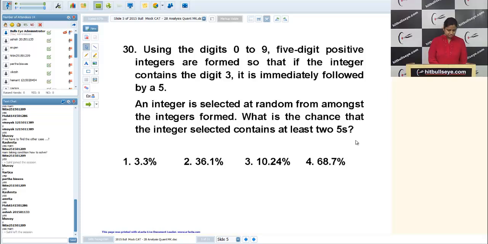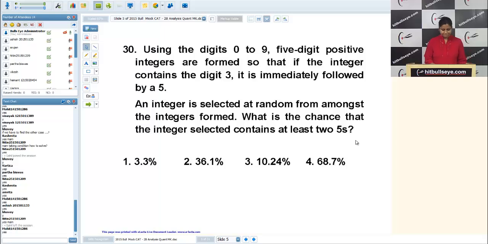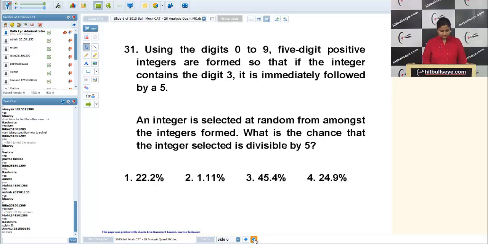Now, the next question. Any problem in this question? Any one of you? Okay, move to next question. Yes, 31st of the same set. Again a probability question.